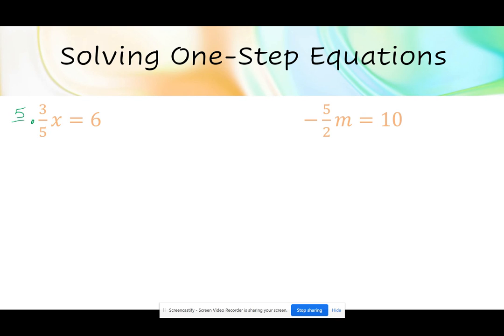Multiply by 5 over 3 on both sides. Our 3's cancel, our 5's cancel. We're left with x equals, multiply straight across the top. You can put this over 1. So 30 divided by 3. 30 divided by 3 is 10. So x equals 10.